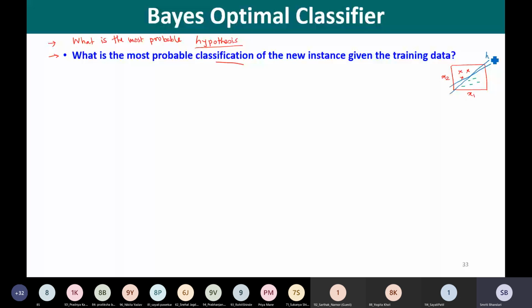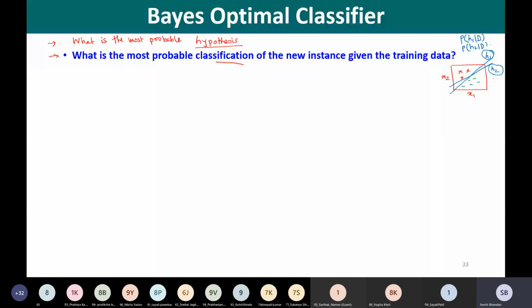We select either this H1 or this H2 and so on. So we were trying to find out the probability of hypothesis H1 given D, probability of H2 given D and so on. And whichever is the highest probability, that hypothesis we were picking up. Right? But what we actually want is the most probable classification of the new instance.